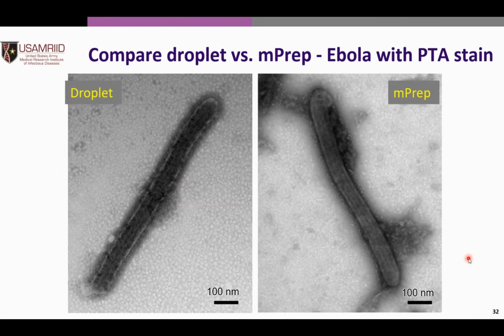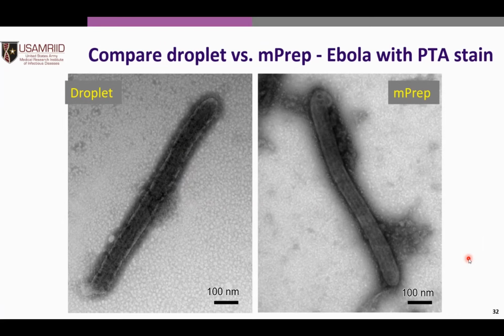We did do a lot of comparing the mPrep method to our standard droplet method. So to do this study, we did the 24-hour glutaraldehyde fix and pulled the actual liquid virus stock out of biocontainment. And in our BSL2 lab, we did some droplet method staining and some mPrep method staining for comparison.